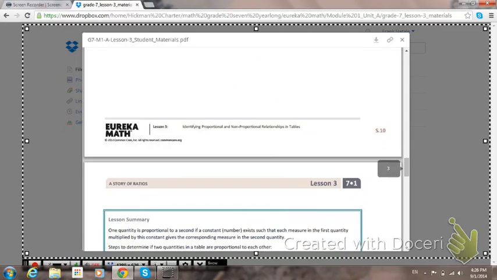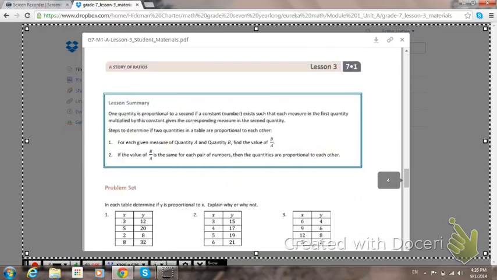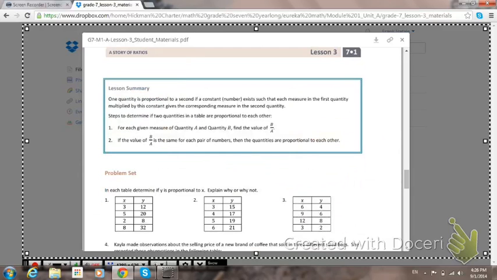So if we go down, pretty much just this. It's a quick lesson. Maybe you just go ahead and take some time on the problem set that follows. What they want to know, as you can see down there in each table, 1, 2, and 3, is to determine if y is proportional to x. Explain why or why not. But before you do that, let's go over this lesson summary right here.